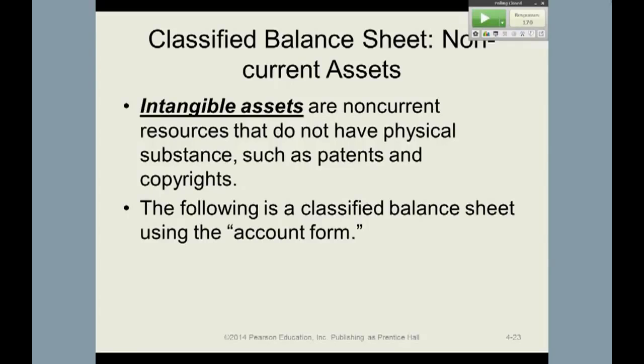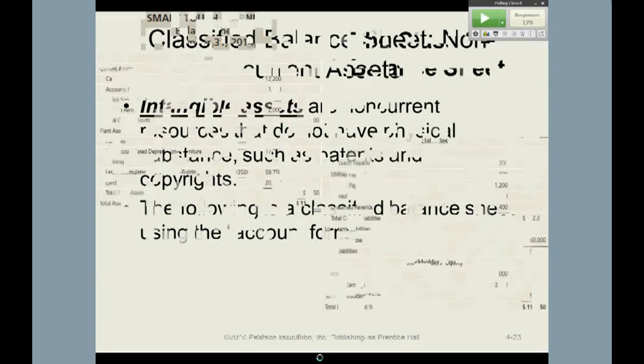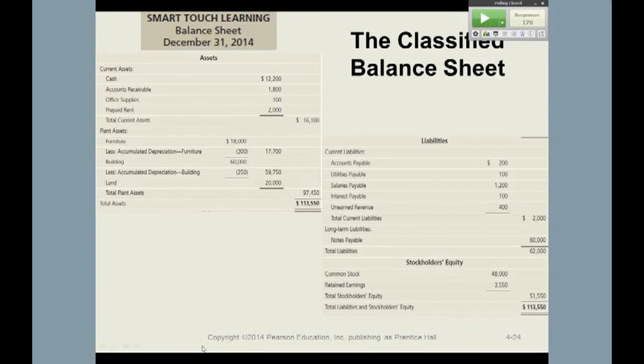Now, we mentioned that we saw the report form. Here's an account form, just to make sure we see that. An account form that is classified. So this is an account form. It has the assets on the left, liabilities and equity on the right. More importantly, it is classified.